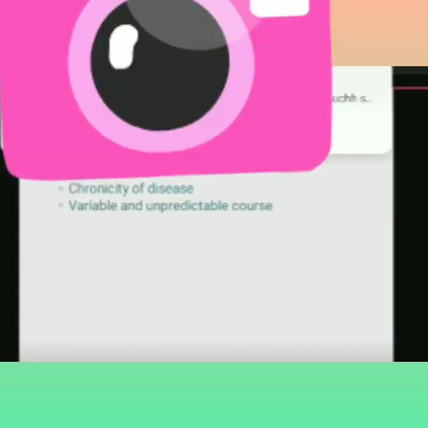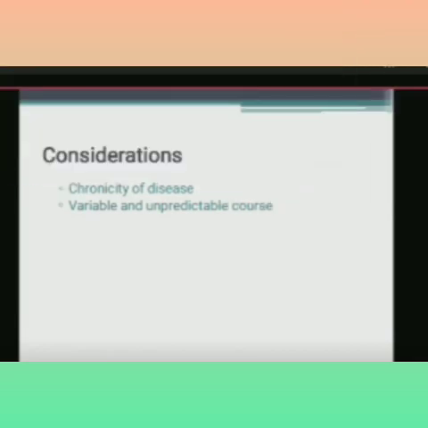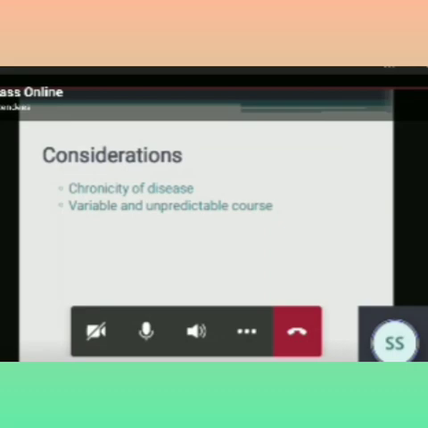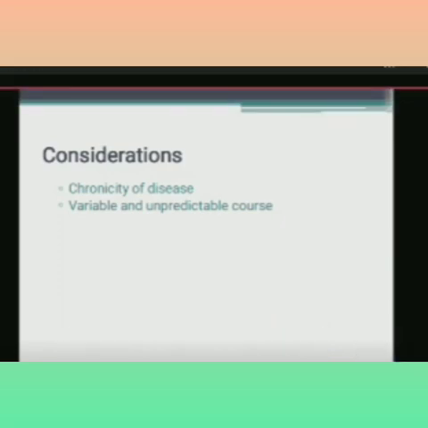The first thing is the chronicity of the disease and the variable and unpredictable course of the disease. Like you have seen the different types of multiple sclerosis, it's not similar in each of the types and the course of the disease. That means some are relapse remitting, some are primary progressive, some are secondary progressive. So their course of the disease is also unpredictable and changeable.